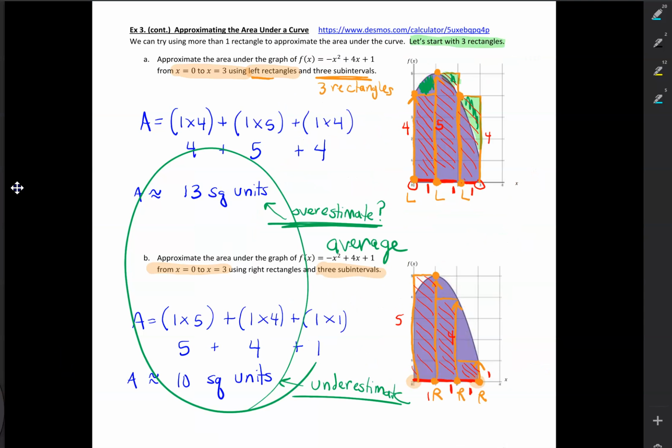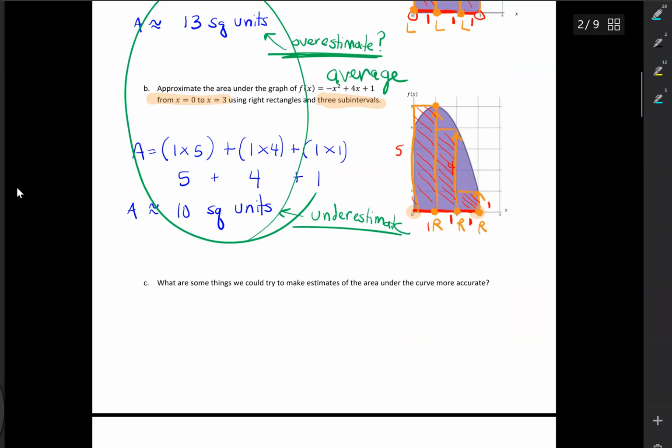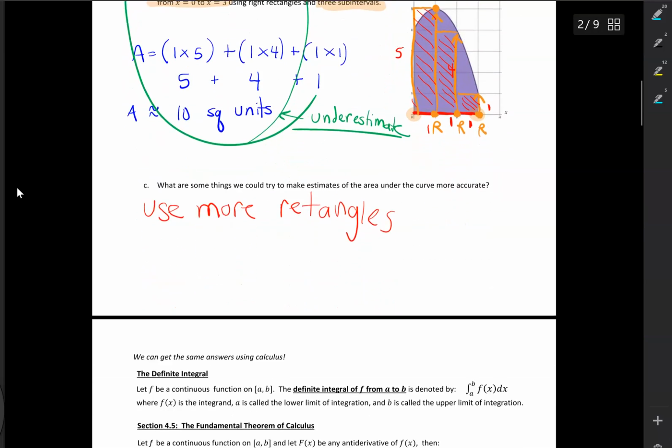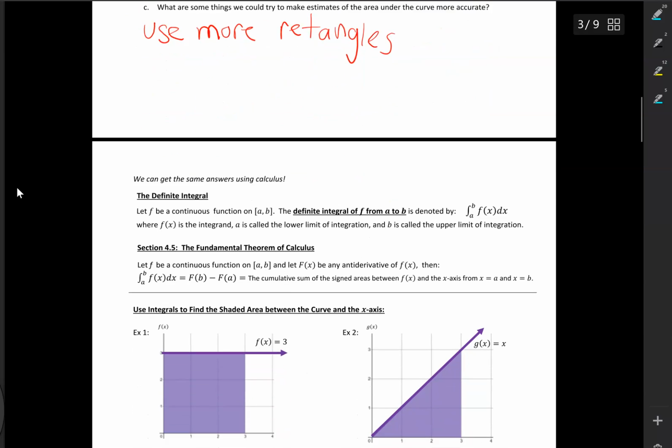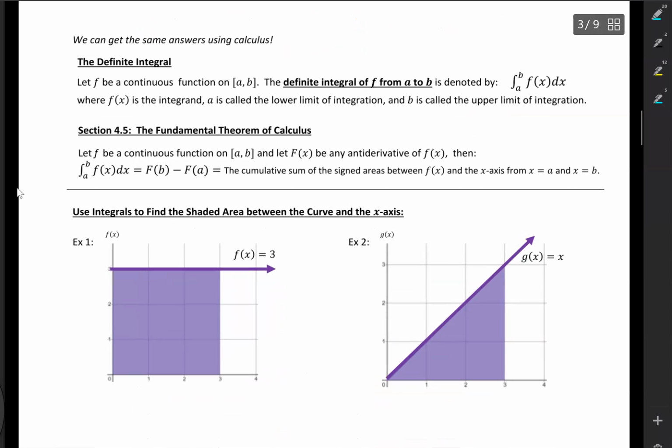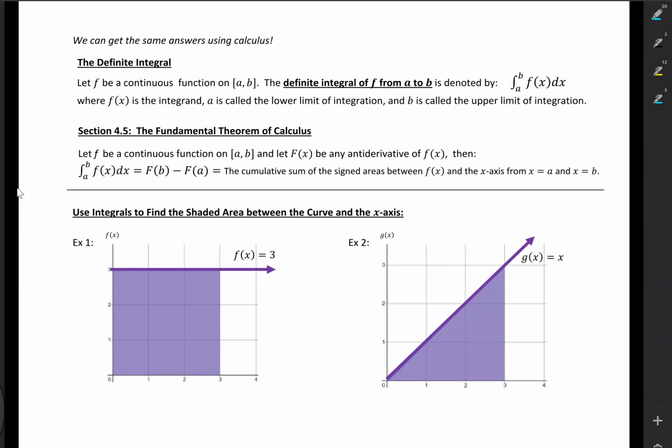Okay, so let's think about this idea of rectangles. What's something we could do to make it more accurate? One, we said take the average, but also use more rectangles. Well, another thing we could do is use calculus. Okay, so let's talk about this idea of a definite integral. We're going to use calculus.